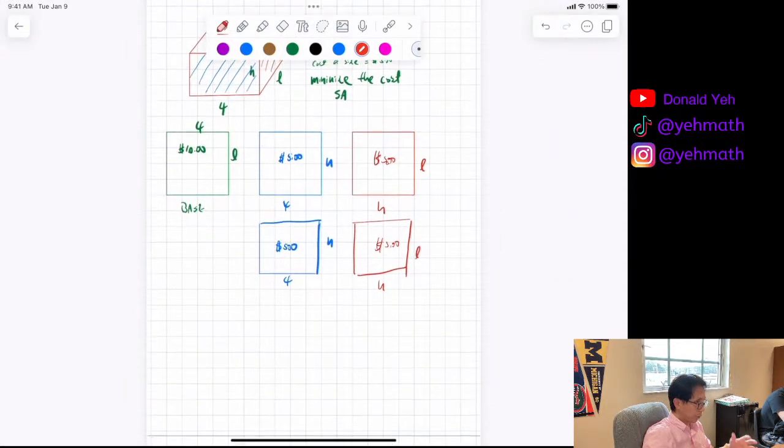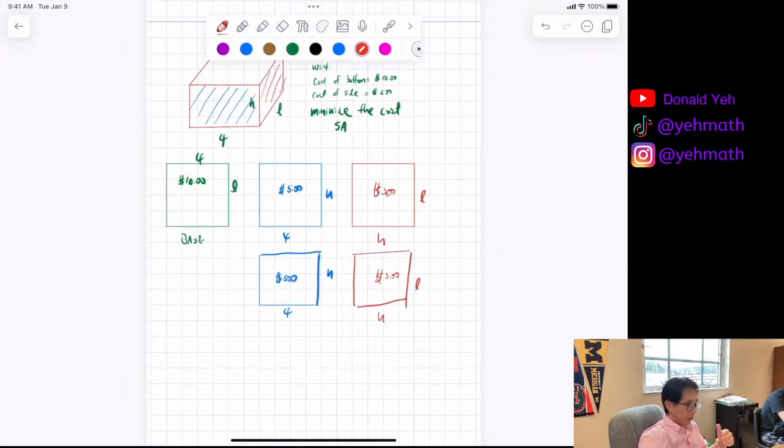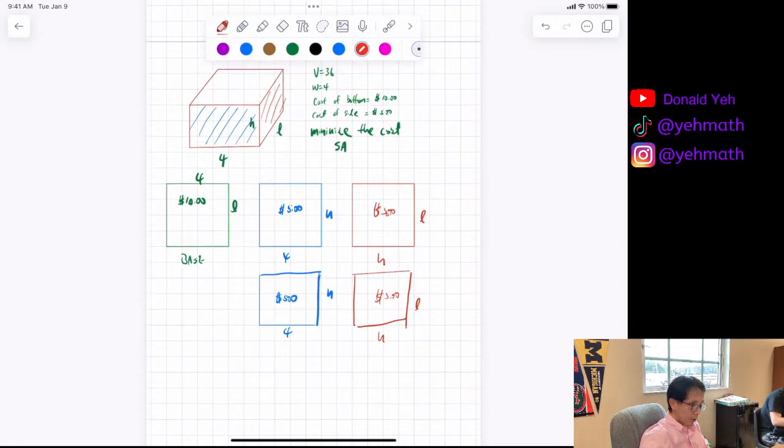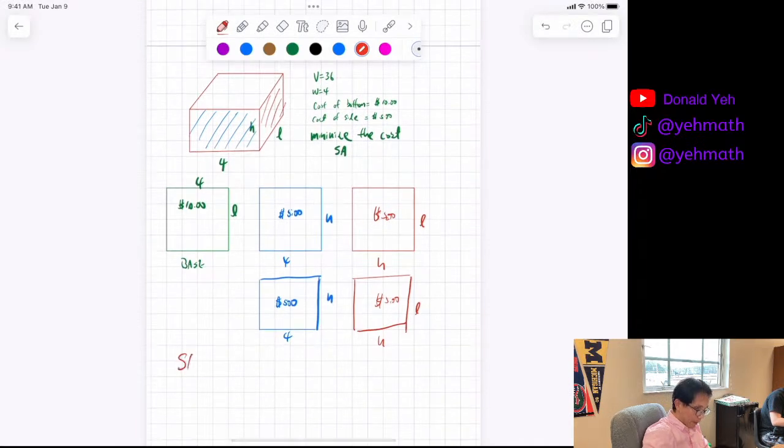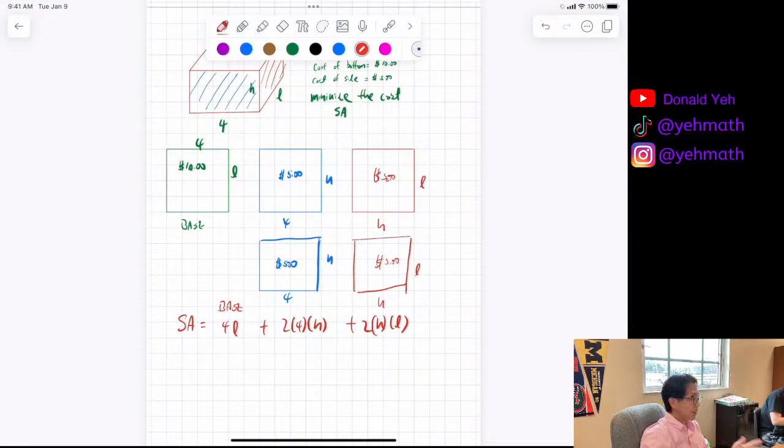Okay, so there are 5 sides in total. When I construct this, I actually see it visually. What is the cost? What is everything? So let's start with the surface area. Surface area is equal to the base, which is 4L, plus 2 of the side panels, so 2 times 4 times H, plus 2 times H times L. Am I going too fast? That's basically the surface area.